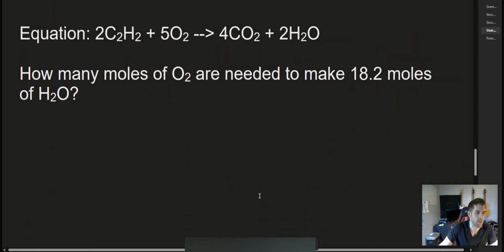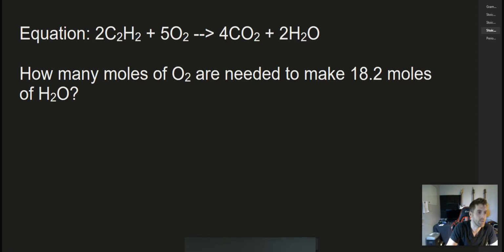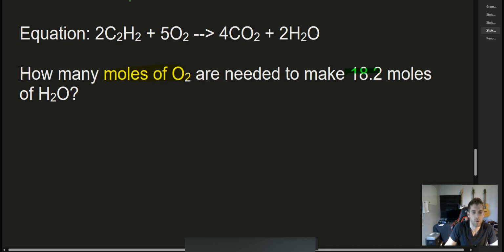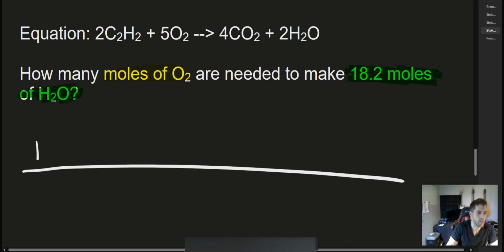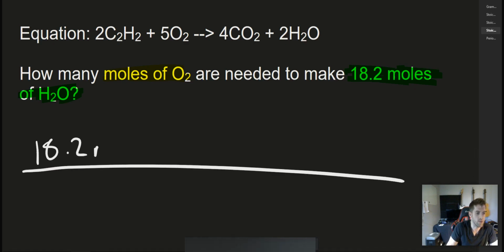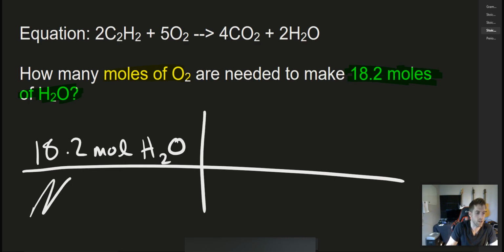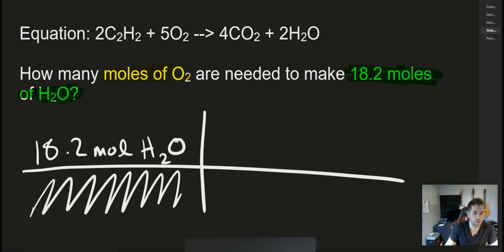Our equation's up top. How many moles of O2, that's what we're trying to find, are needed to make 18.2 moles of H2O? So what we are given, the numbers we are given here, is 18.2 moles of H2O. Line here, nothing goes here. We are trying to find the moles of O2. Let's find it up top.